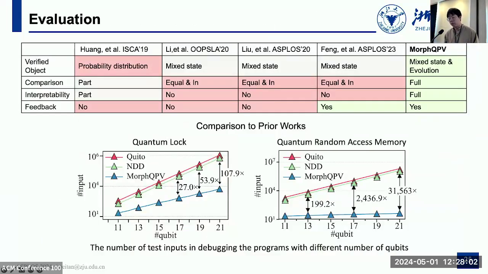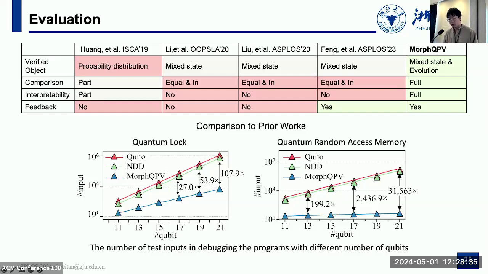And we evaluate the MorphQPV. The table compares MorphQPV to pure assertion approach in different aspects. MorphQPV supports the validation of both the mixed state and the quantum evolution by its characterization method. It also supports more comparison types and higher interpretability as it obtains the density matrix of the qubit state on the classical computer. Besides, MorphQPV can verify the quantum program with mid-measurement and simple feedback, as the density matrix can also describe the state of the feedback.